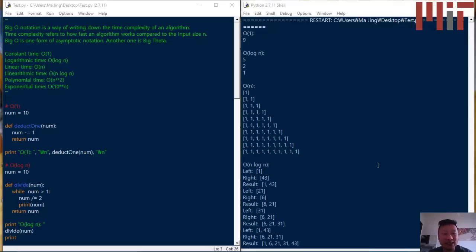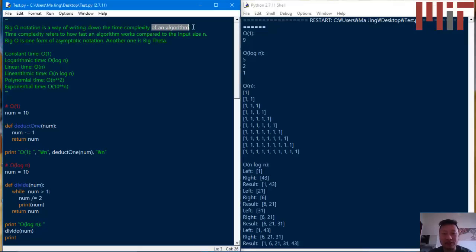Now, Big O notation is a way of writing down the time complexity of an algorithm, where time complexity means basically how fast an algorithm works compared to the input size n. There are also other ways of writing down how fast an algorithm is, for example, big theta, but Big O is the most common way, so we're going to focus on that today.